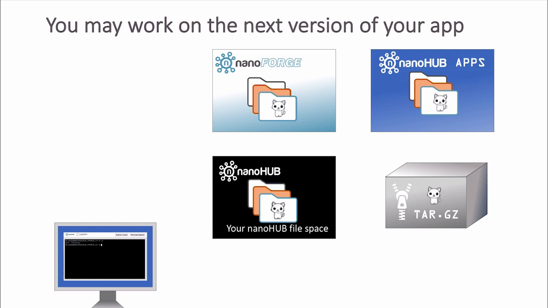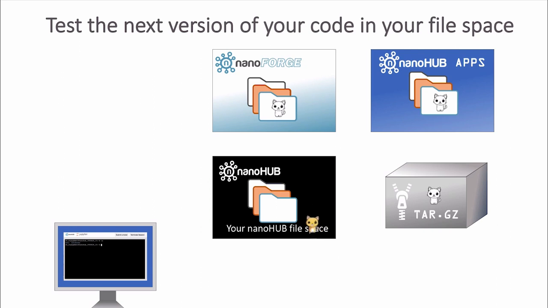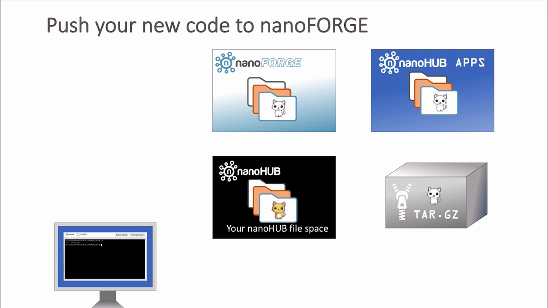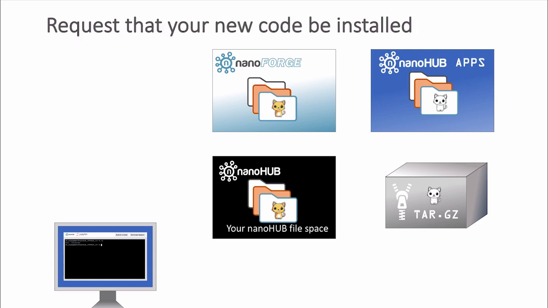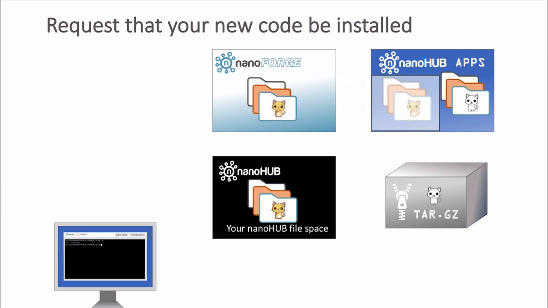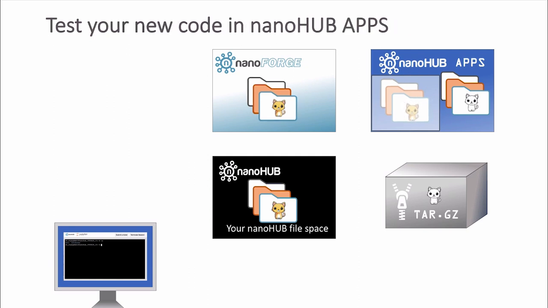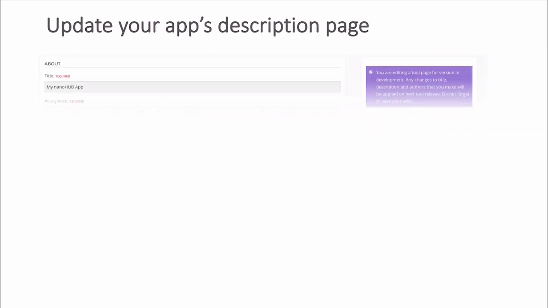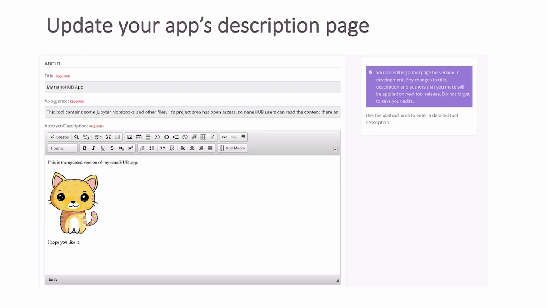Over time, you may have some ideas for improving your app. You can start working on the next version of your app in your nanoHUB file space while the published version remains as it is. You'll go through much the same process as before, testing the new code in your nanoHUB file space, then pushing the new code to nanoFORGE when everything is ready. You'll request that the next version of your code be installed, and your code will be installed alongside the already published app and will be available only to the app developers. Once your new code is installed, you can test it in nanoHUB apps. Then update your app's description page with new details about the changes available in this new version.